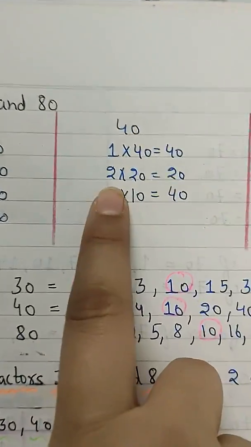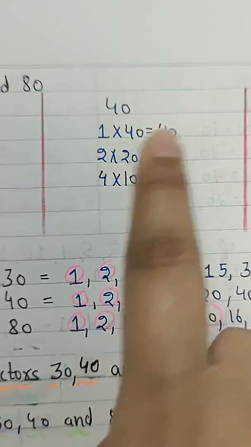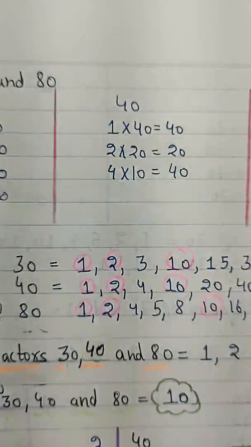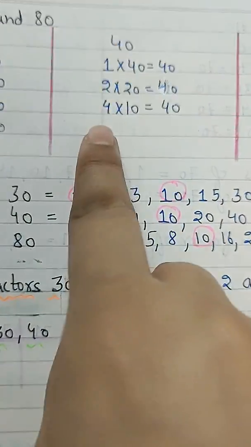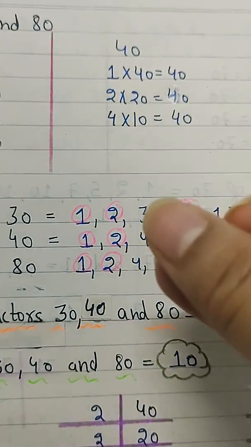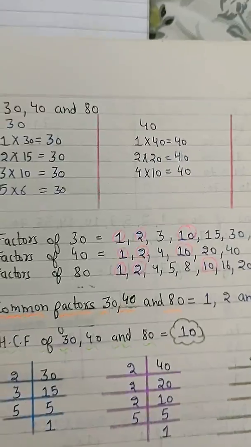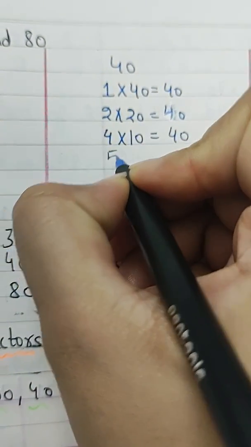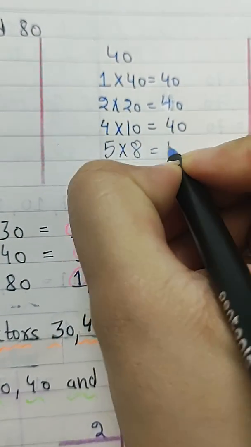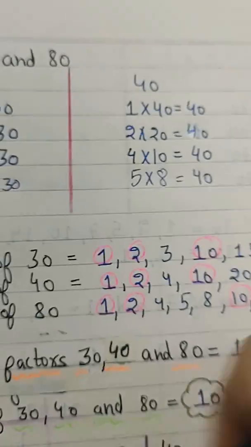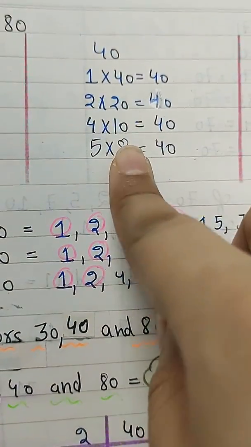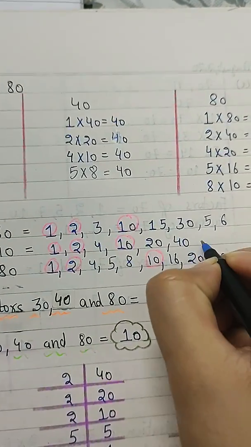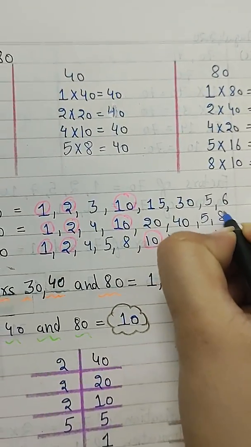Okay, now you come to 40. 1 into 40 is equal to 40. 2 into 20, you know that 2 into 20 is equal to 40. 4 into 10 is equal to 40. If you check the table of 5, we are getting 5 into 8, 5 into 8 is 40, right? If you check the table of 6, we do not have 40. If you check the table of 7, we do not have 40. So we have got 2 more factors here, that is 5 and 8 also.